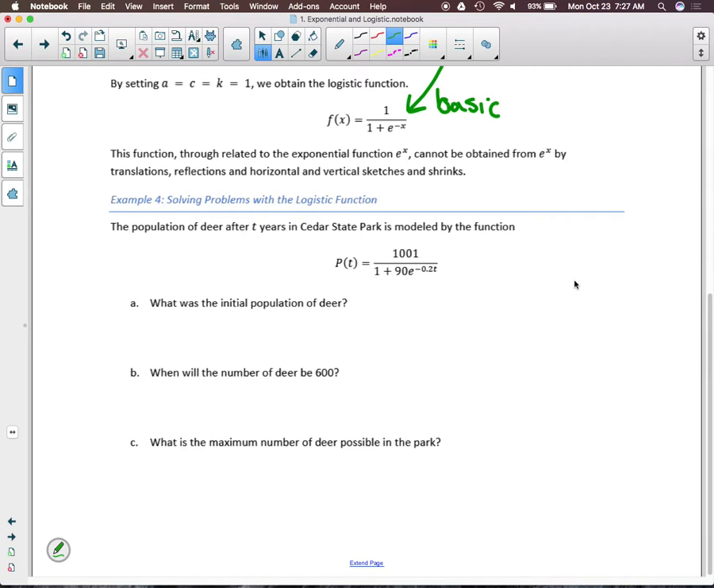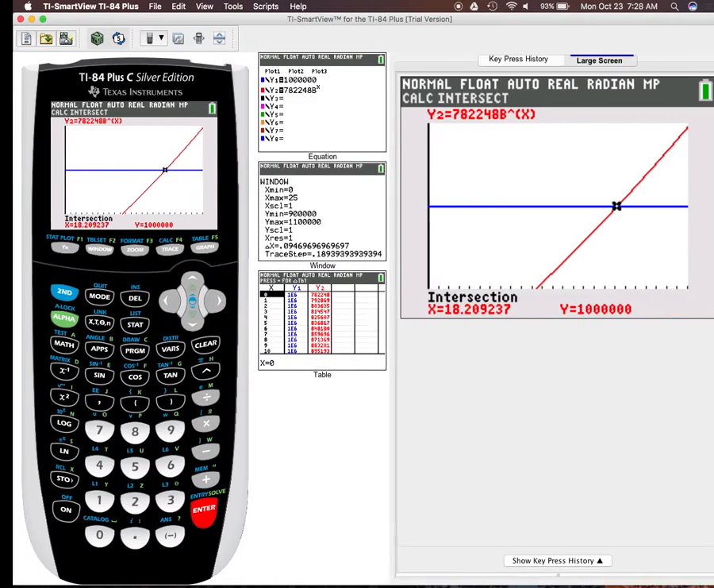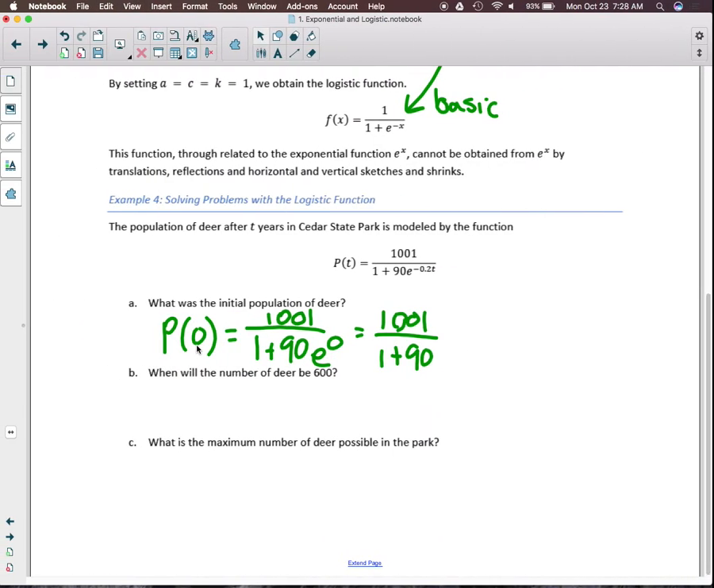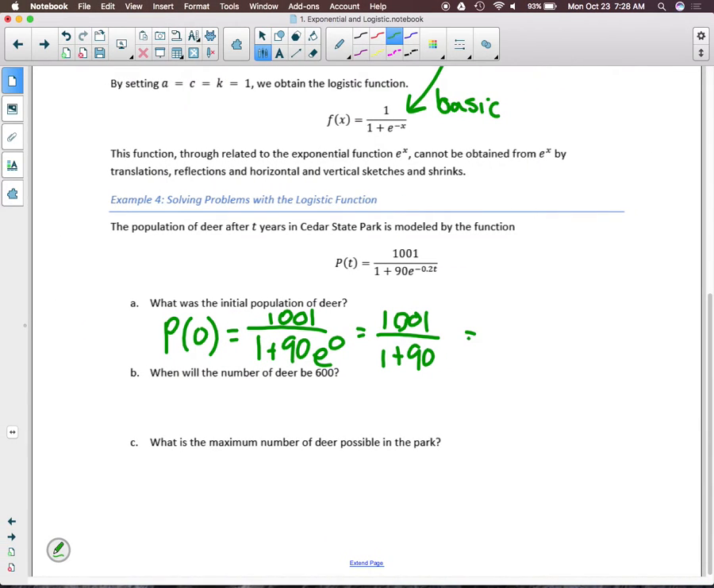The population of deer after t years is modeled by this function. We want to know the initial population of deer, so I'm going to do P of 0. If I plug this in, I get 1001 over 1 plus 90 e to the 0 power, so that's 1001 over 1 plus 90. I'll use my calculator because I can't do that type of math in my head. 1001 divided by 91 is 11. So the initial population of deer is 11. Yay!